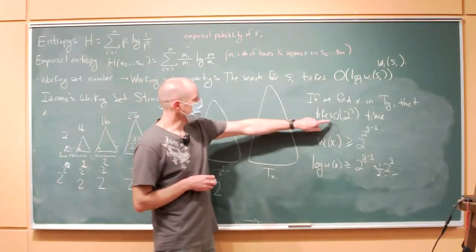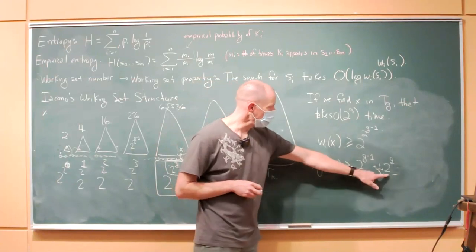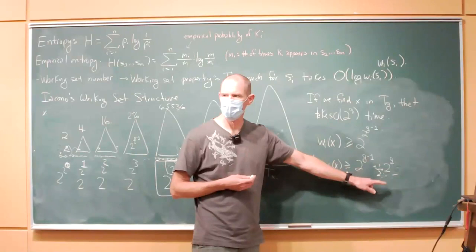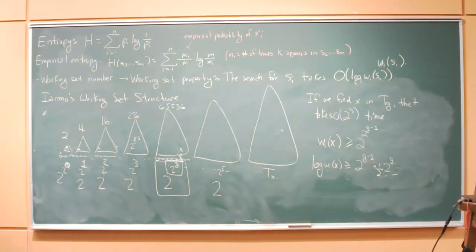So I find X in time O of 2 to the G, and the log of its working set number is theta of 2 to the G. Okay. So this does indeed get you the working set property.